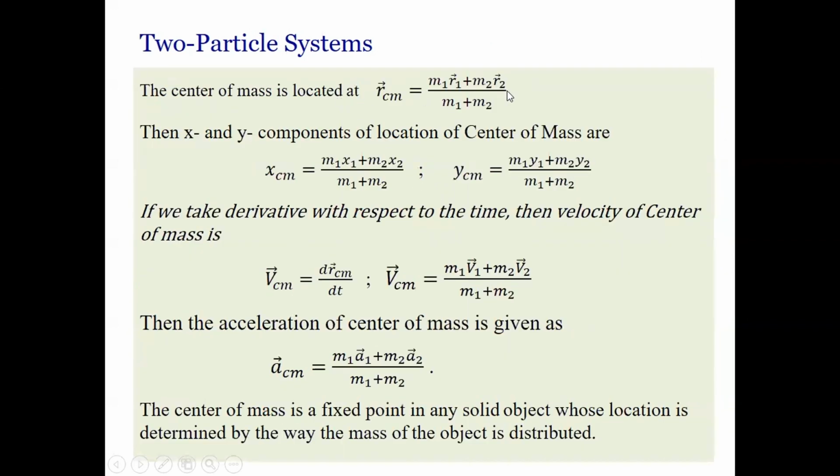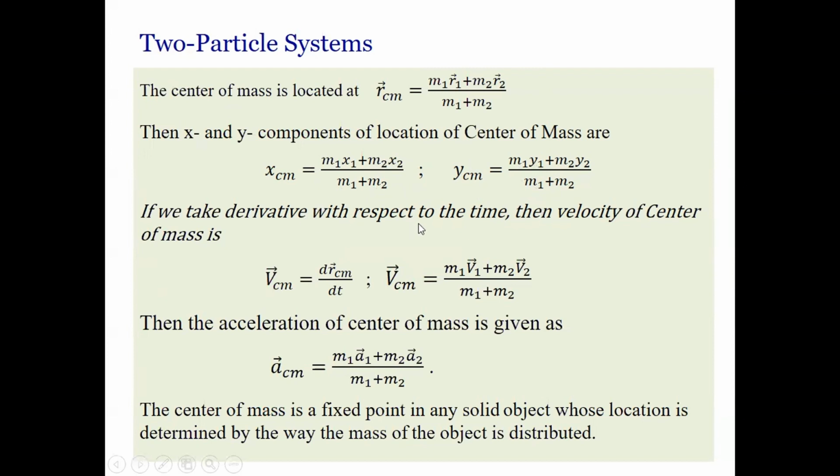The center of mass location is given by this vector RCM. Then the x and y components are given by similar weightings with the x coordinates. The x1 and x2 are the coordinates of the masses m1 and m2, and y1 and y2 are the coordinates of m1 and m2 along the y direction. Therefore, the center of mass x position and center of mass y position can be estimated using these two equations.